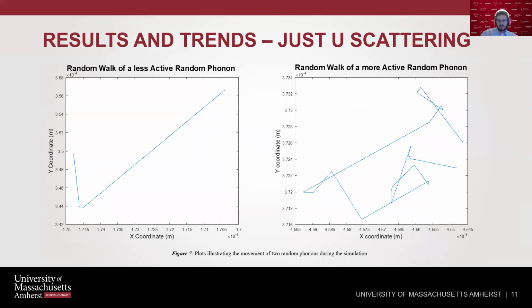Moving on to my results, here are some plots visualizing random phonons I generated in my simulations. Looking at the figure on the left, we see a less active phonon where it scatters twice and goes in a single direction without interruption afterwards. The figure on the right shows a different story where we have a phonon scattering and changing directions many times. This behavior of changing directions is not desirable as it relates to the resistance in our flow of heat.